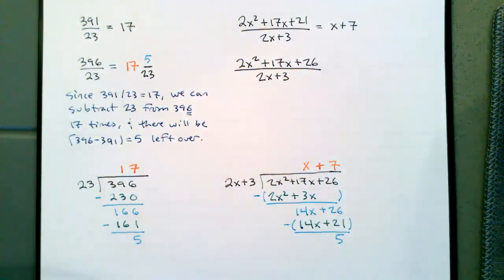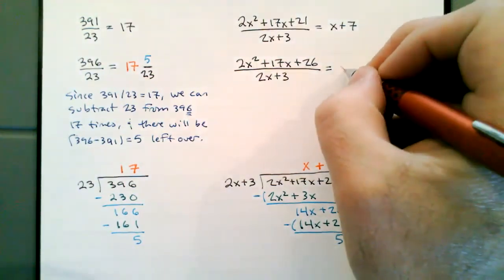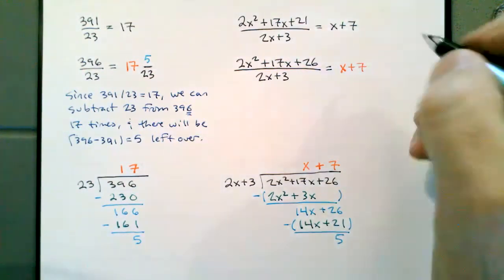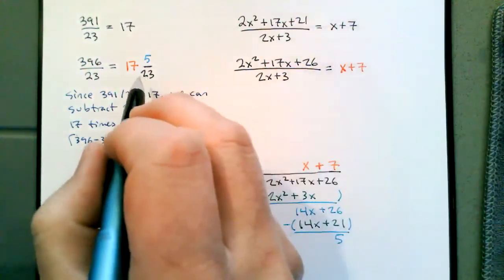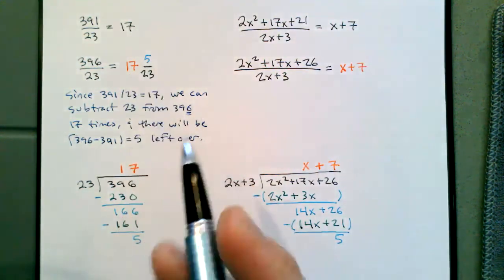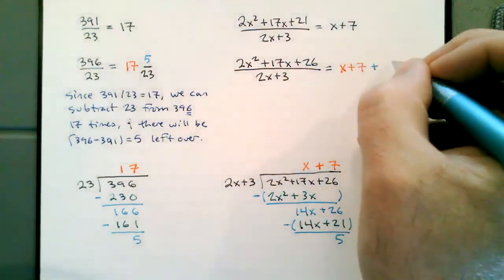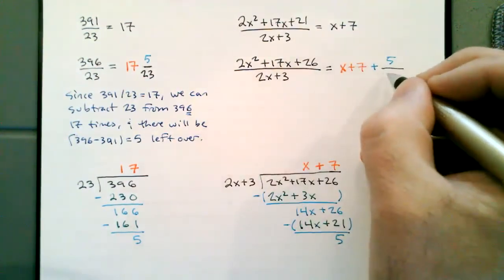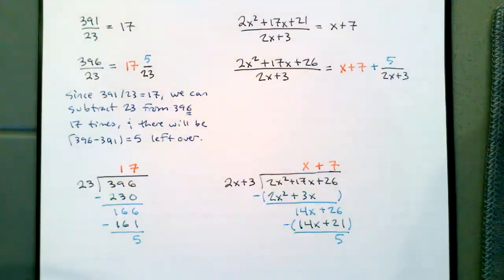So when I write my answer and I divide these two polynomials, the whole polynomial part is x plus 7. But there are 5 left over. So I have to separate the polynomial. I can't just write a fraction, 17 and the 5/23. Our standard for mixed numbers is just to smash the two together. But what this means is 17 plus 5 over 23. So I'm going to put plus 5 over the 2x plus 3. We still had 5 left over because all I did was take 5 and add 5 to the numerator.